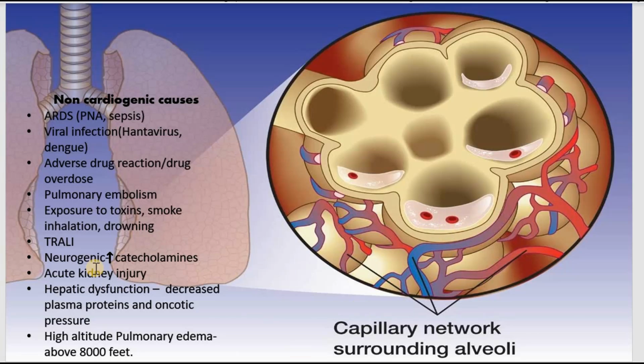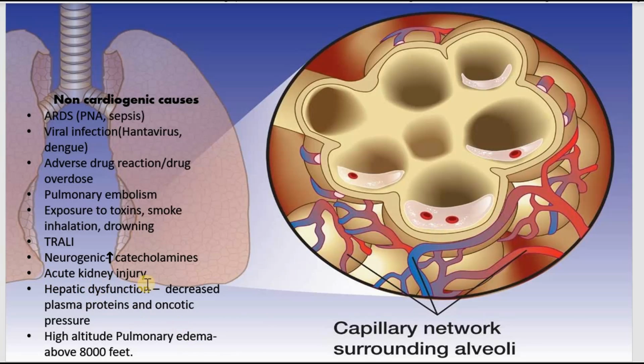Another non-cardiogenic cause of pulmonary edema is neurogenic, that is damage to the central nervous system. Whenever there is damage to the central nervous system, for example seizures, brain injury, or meningitis, there is increased catecholamine secretion. Catecholamines are neurotransmitters and they can constrict the pulmonary circulation. Whenever there is a constricted pulmonary circulation, there is increased pressure in the pulmonary circulation. As a result, fluid leaks into the lung alveoli, causing pulmonary edema.